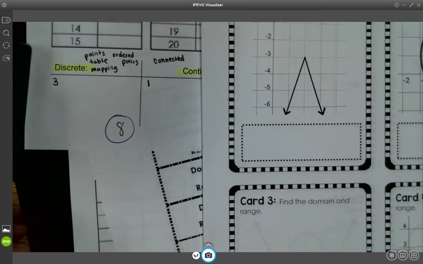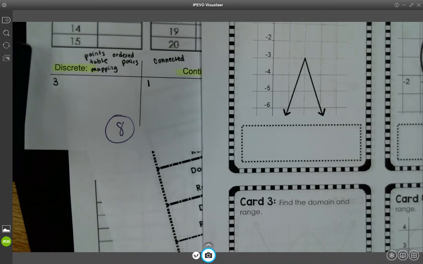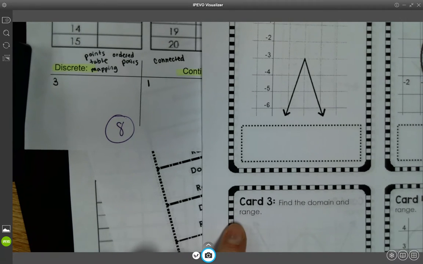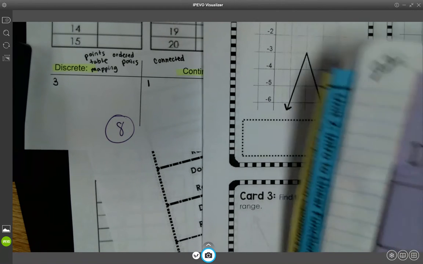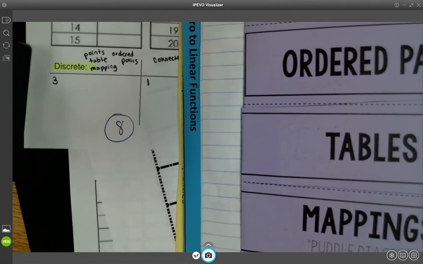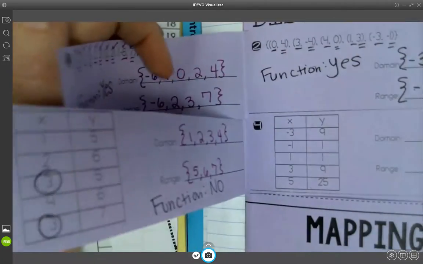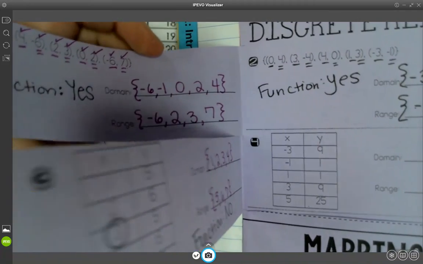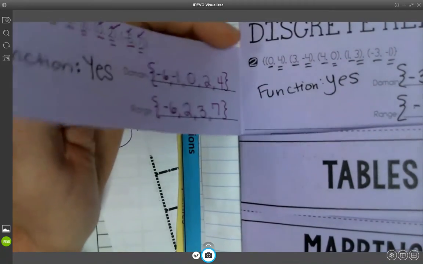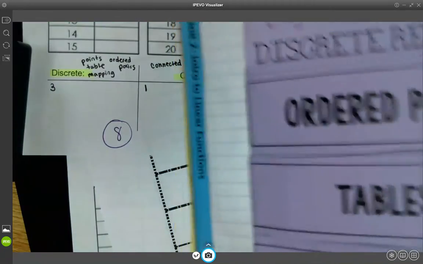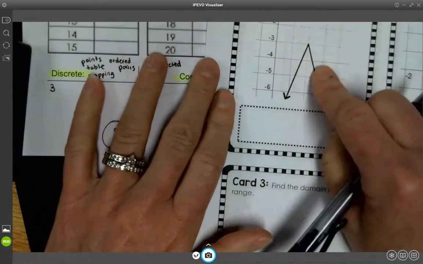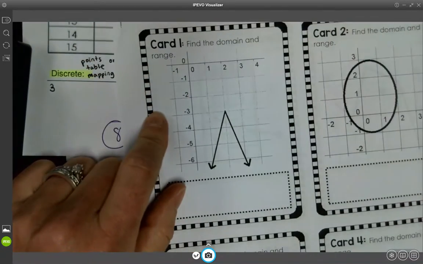So we're going to do domain and range for number 1 and number 2. For any of the discrete ones, look back at your notes. And that was that pink page where we had ordered pairs, tables, mappings. This will help you with the discrete ones, because all you're doing on discrete is making a list. For domain, it's X's. For range, it's Y's. So when we do domain and range, let's do number 1.